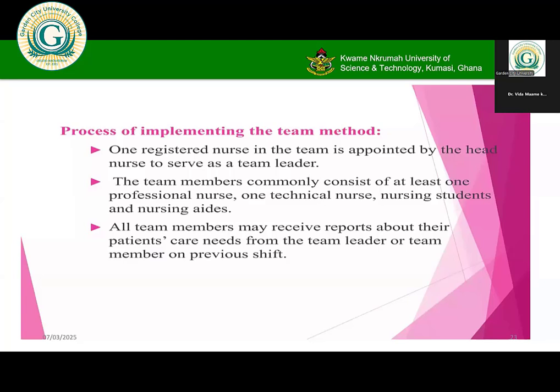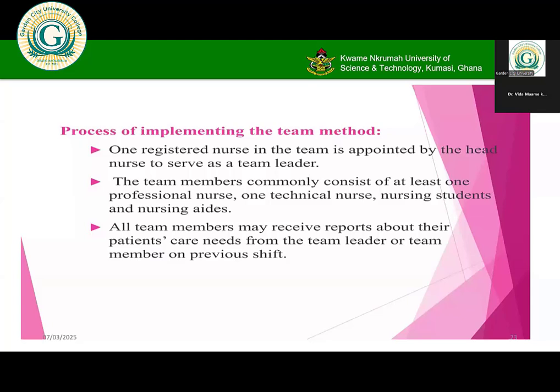The team members commonly consist of at least 1 professional nurse, as you can see. Yes, madam. The team members commonly, as I said, we have a team, and basically the person being the leader is what? A professional nurse. And as I said, it consists of what? At least 1 professional nurse, 1 technical nurse, nursing student, and nursing aides.